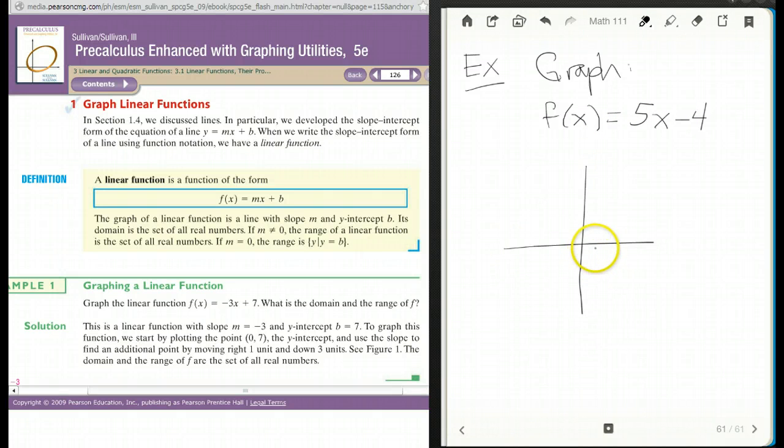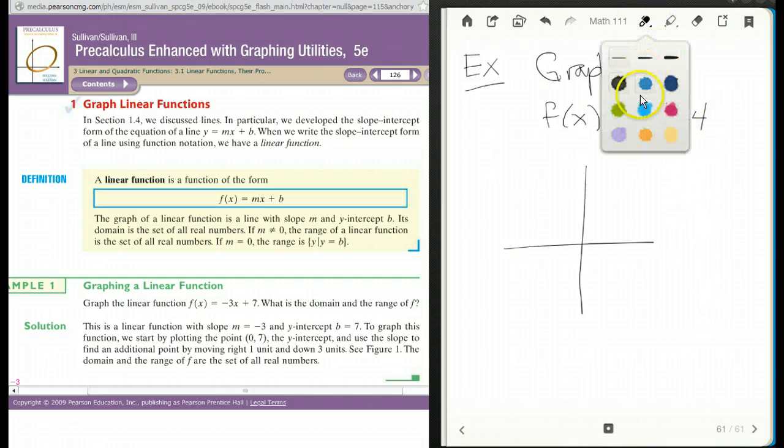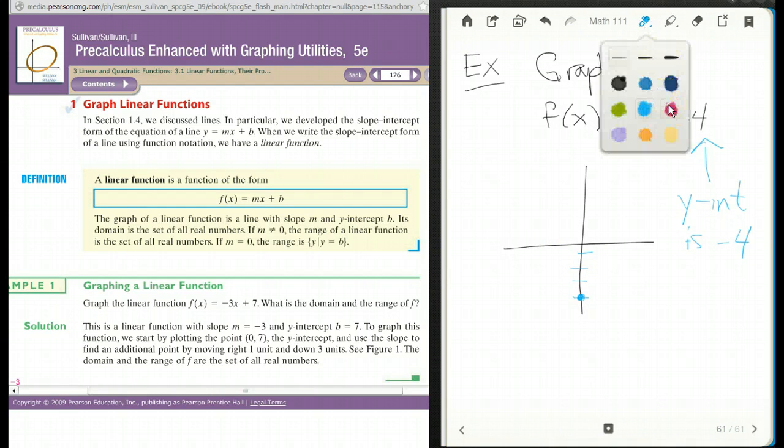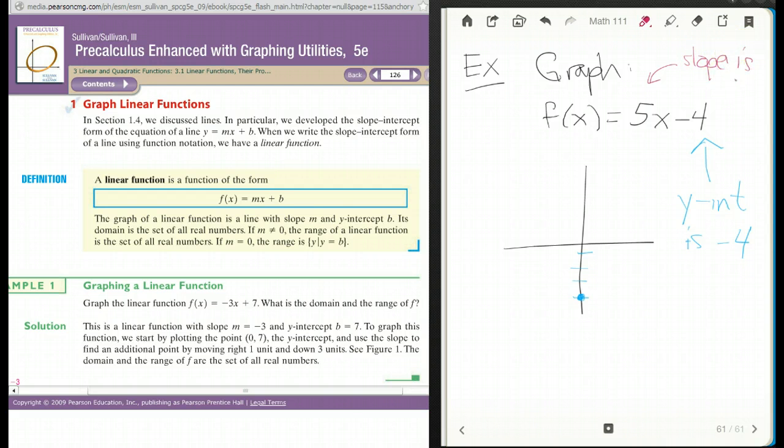So let's see, the y-intercept is -4 right here. Let's locate that on the y-axis. So 1, 2, 3, 4. There you go. There's the y-intercept. And then remember, this says right here that my slope is 5. Remember what that means is because it's a whole number, it's really 5 over 1, and we do rise over run to get to the next point.